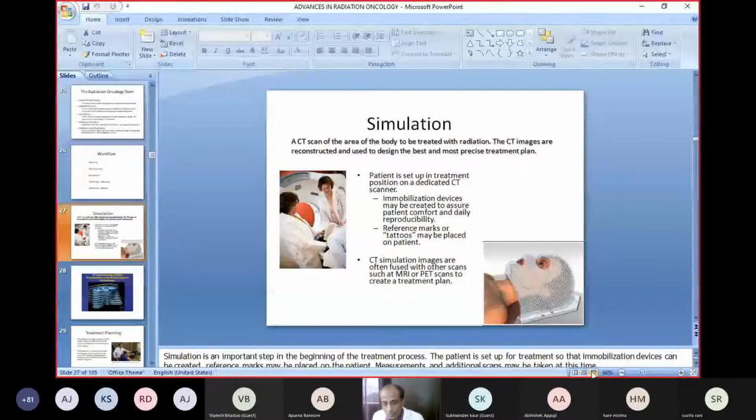It is an open type, square type open field. We treat a patient with two fields, one anterior field and one posterior field. I mean one will be from the front side of the body and the other will be from the back side of the body. We cannot change anything in between, and the entire area is getting the same dose.